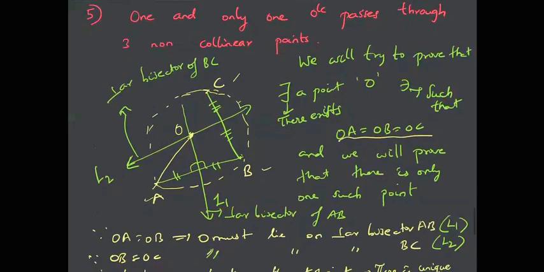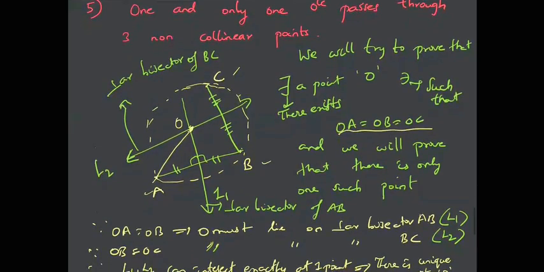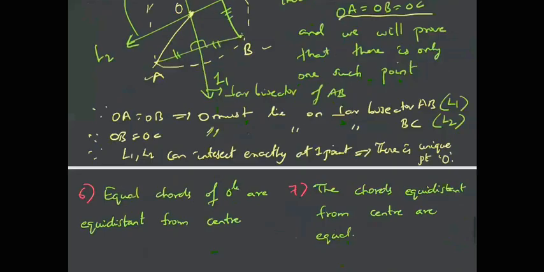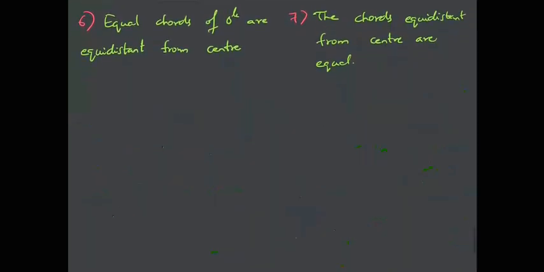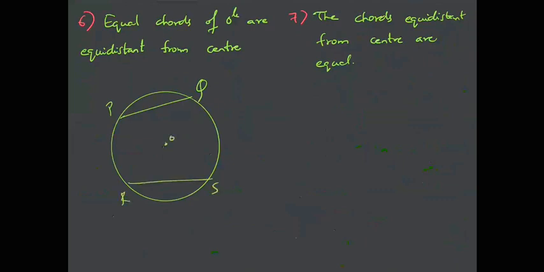Fine. So if there are three non-collinear points, then there is exactly one circle passing through those 3 points. Yes. Now you need to prove that equal chords of a circle are equidistant from the center. Okay. So say this is a circle and these are two chords, PQ and RS. This is the center. If PQ is equal to RS, then you need to prove that these are equidistant from the center. Say this is A and this is B. So you need to prove that OA is equal to OB.